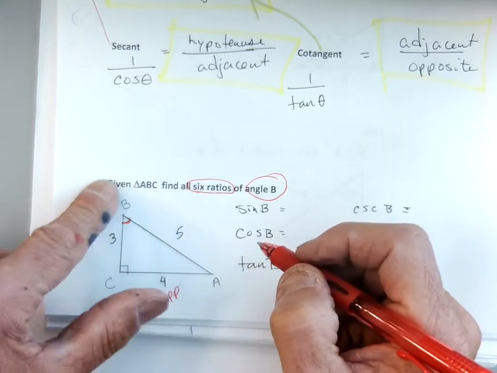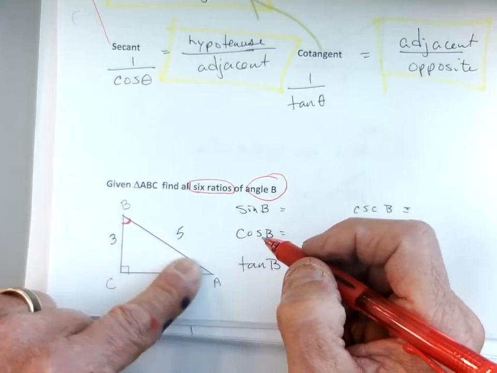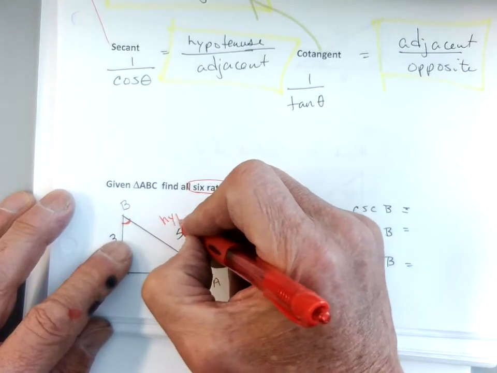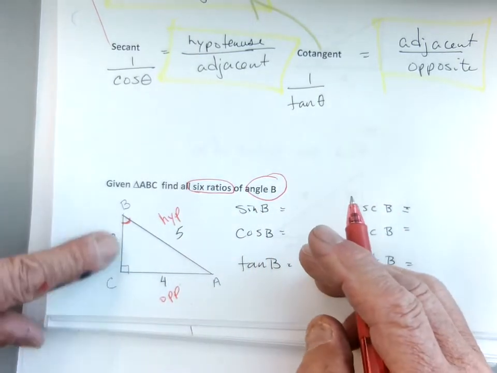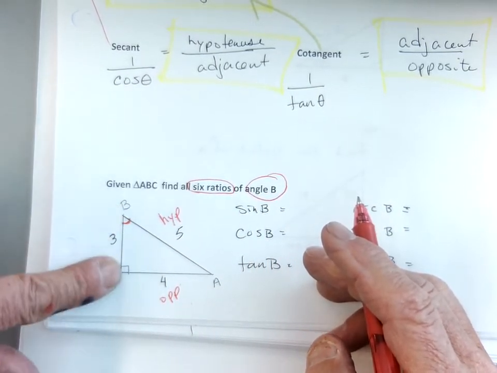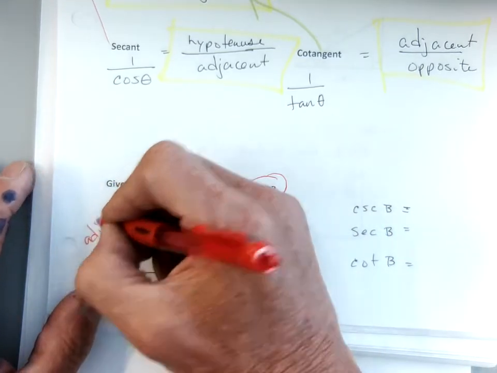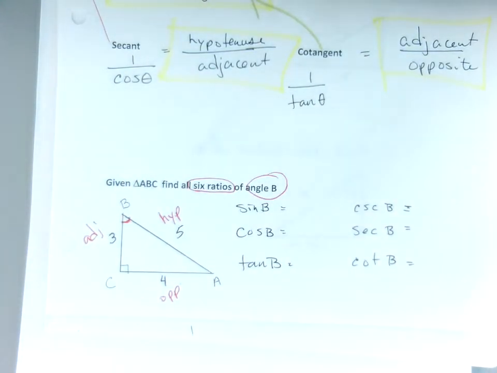The 5 already has a name. What's the name of this side? It's the hypotenuse. Good, hypotenuse. I abbreviate. And the 3 is sitting right next to me, so it's called the adjacent. If I wanted angle A, which I didn't ask for, I would change things around. That'd be my opposite, and that'd be my adjacent if I wanted A. But it asked for B, so let's go with B.